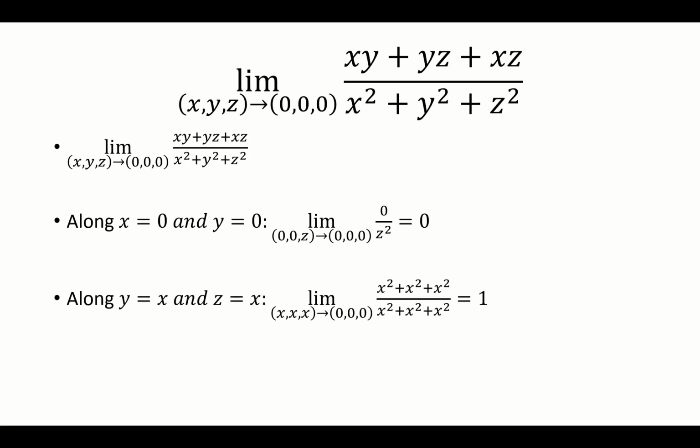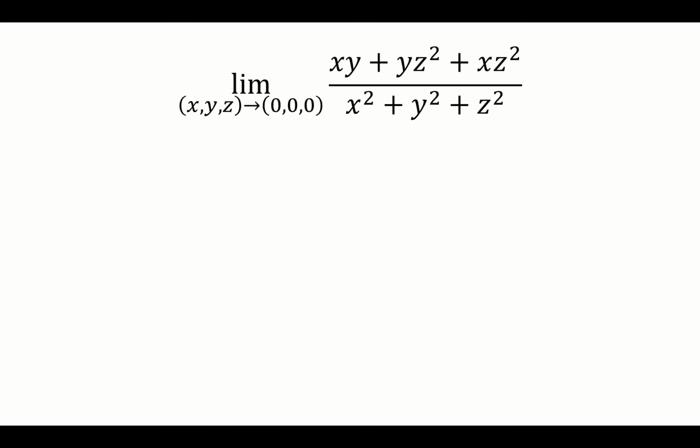And then if you let everything be the same, so if you let y equal x and z equal x, we have 3x squared on the top and 3x squared on the bottom. Just 3x squared over 3x squared would just give me 1 as my limit. And because the two limits are different, we say the limit does not exist.